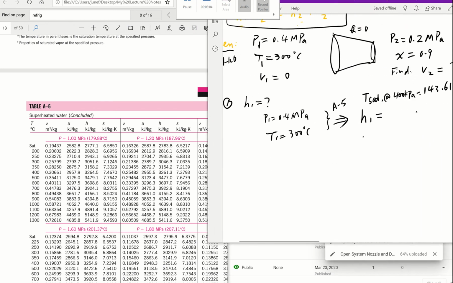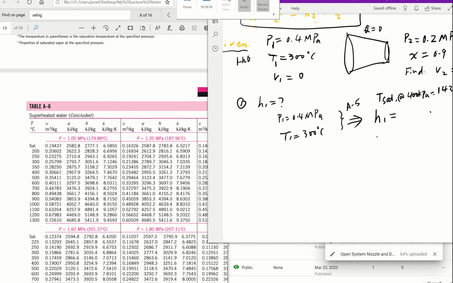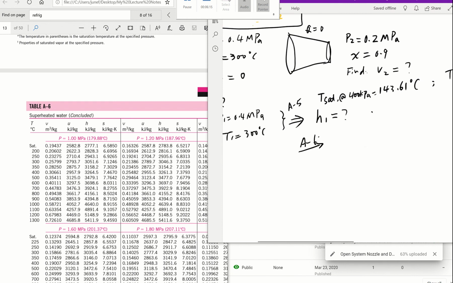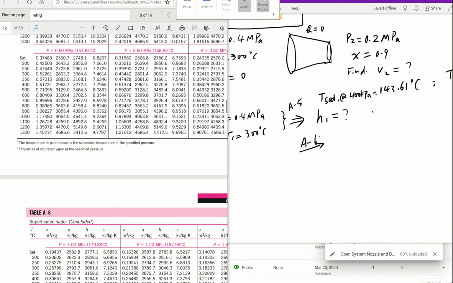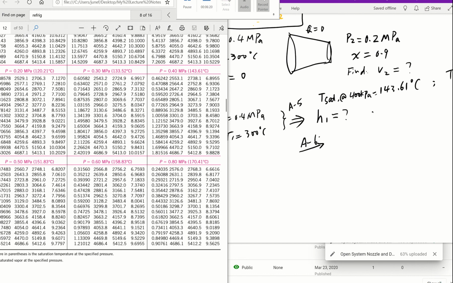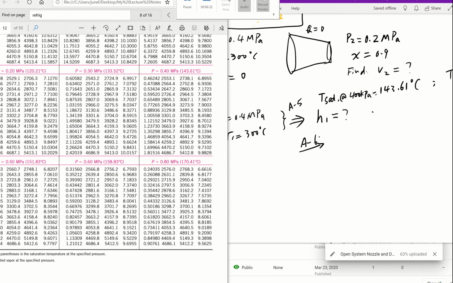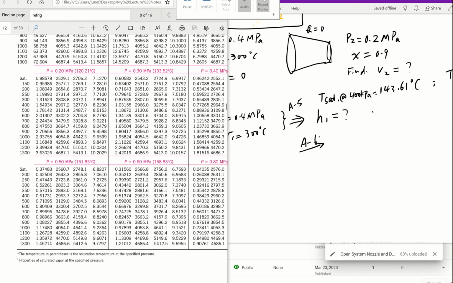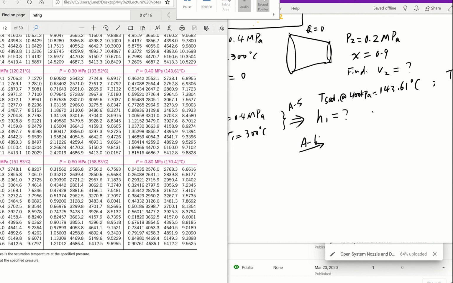Okay, so let's make a note. Because of this, we are going to go to table A6 to find our h1. And it's at 0.4 megapascal, 0.4 megapascal in table A6, and it's at 300 degrees Celsius. So it's this particular row. And we want to read what? We want to read h.